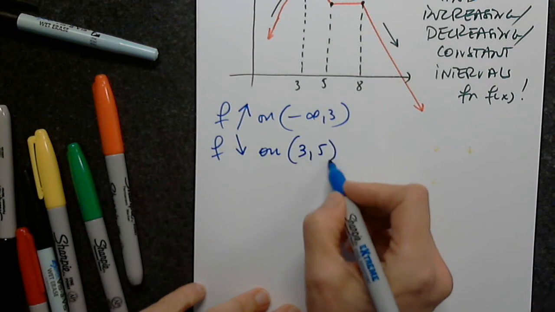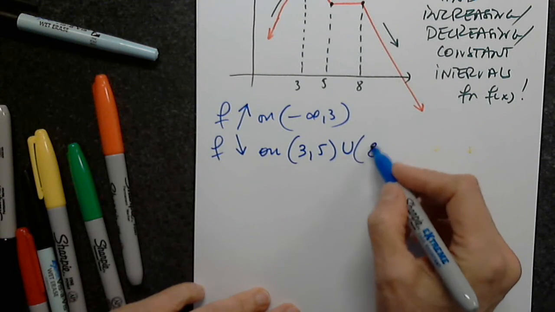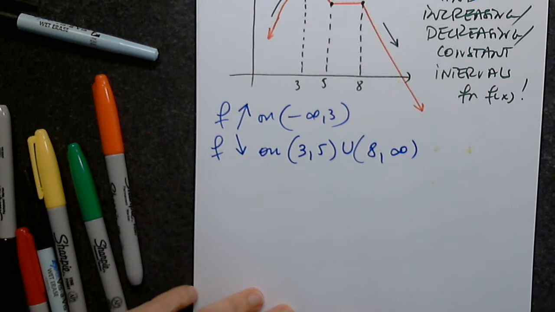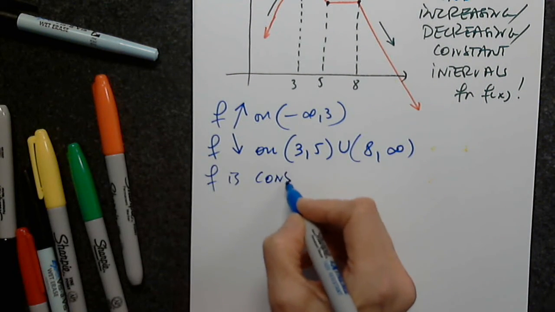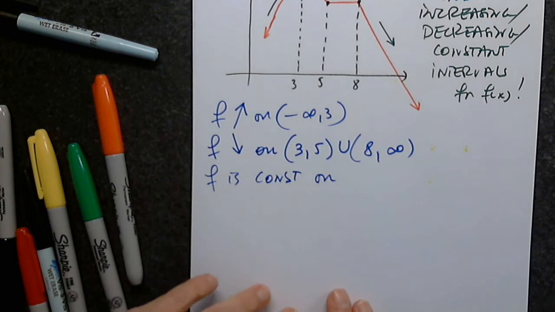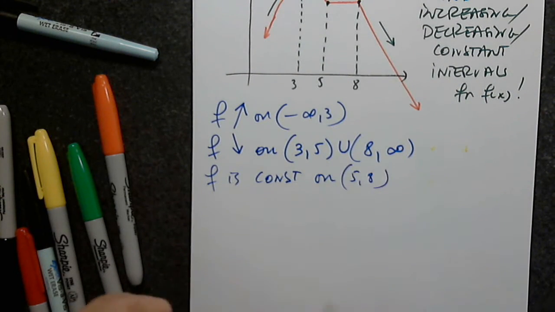Very good. 3 to 5 union. Very good indeed. 8 to infinity. Perfect. That's the correct answer. And you will say that f is constant on 5 to 8. Notice that we do not use brackets for these intervals.